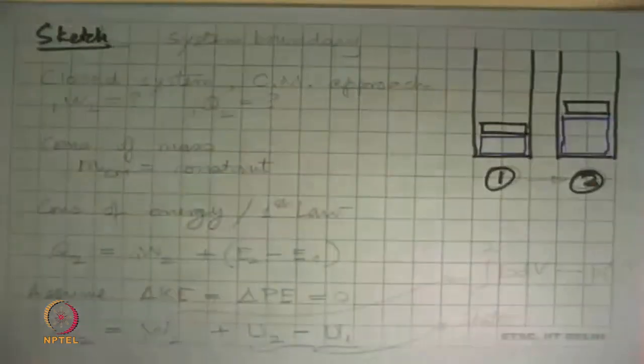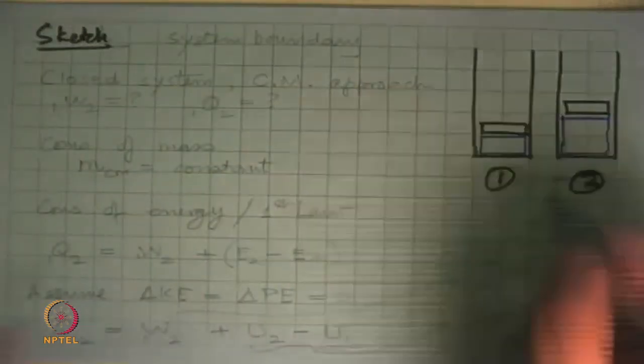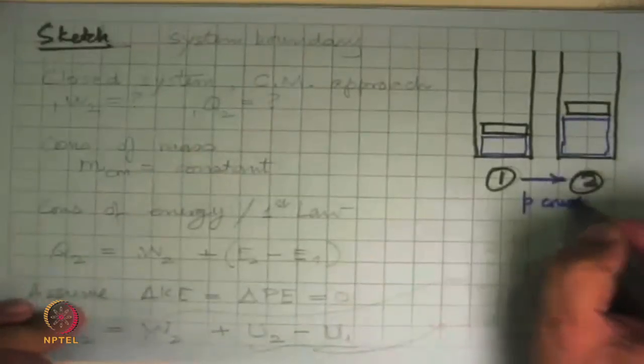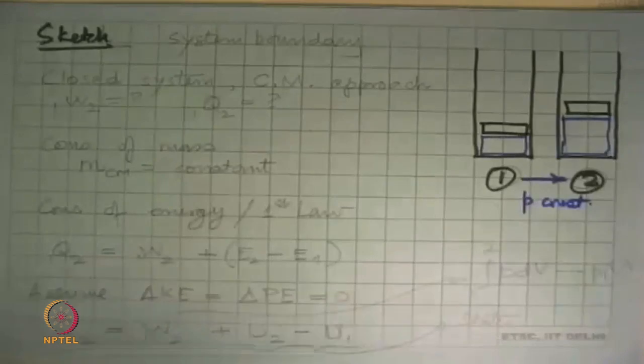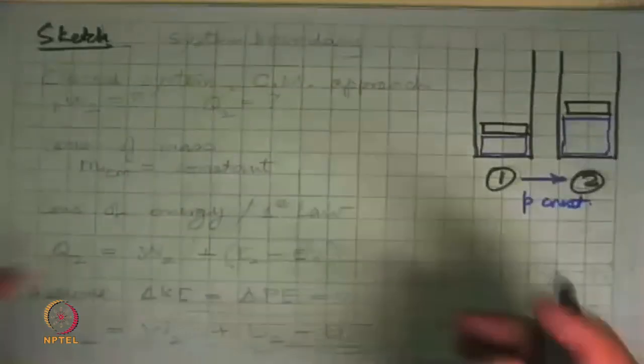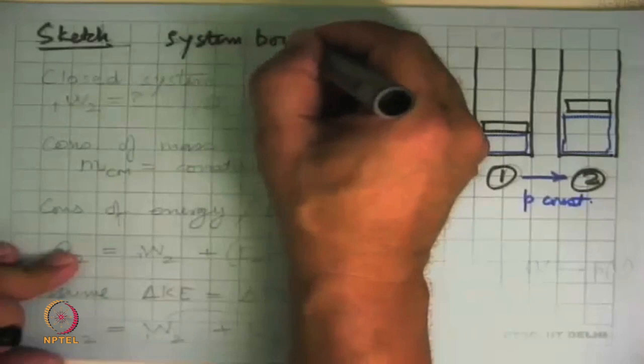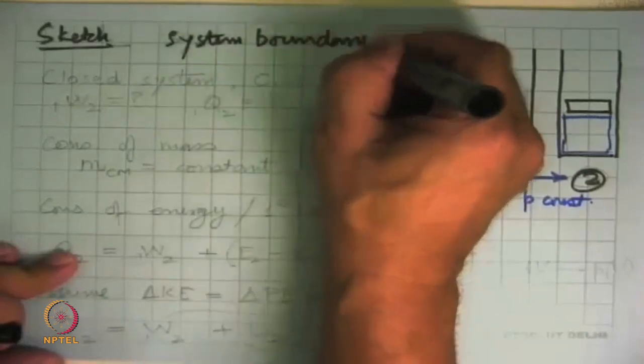The system includes all the substance which is enclosed in this arrangement, excluding any of the metallic parts or any other parts that are there. So this is what it is, and we are going from state 1 to state 2, pressure constant. And to do that, we know that we'll have to heat it, and then this will go. So the first step was to define the system and get the system boundary correct.